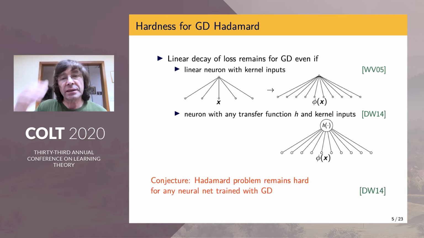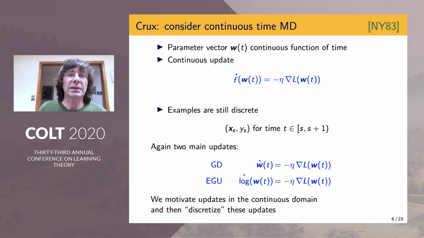So we conjectured that the Hadamard problem is hard to learn, and you have the linear lower bound no matter what kind of neural network you pick, as long as you train it with gradient descent. That's false, as we will show today, but we have a refined conjecture. Our argument goes first to the continuous case. So you do w dot equals minus eta times the gradient. Okay, and the main updates again are gradient descent with the identity link, and the multiplicative update with the log link. And then we discretize, okay?